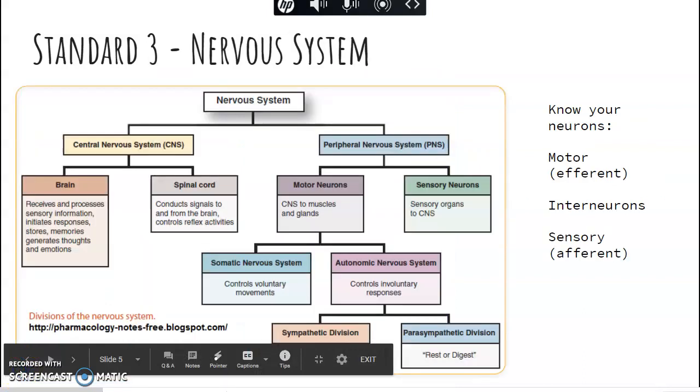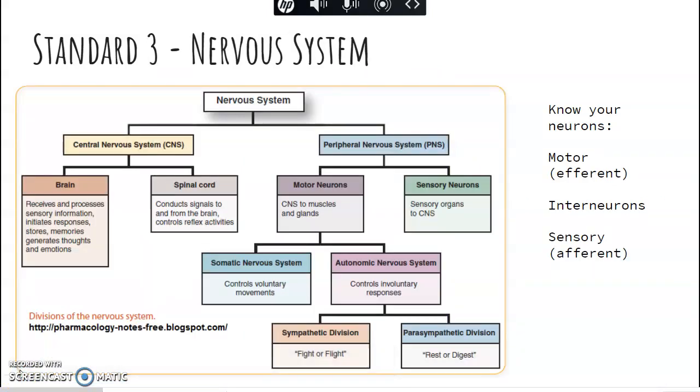For standard 3, with your nervous system, you've got to know the divisions of the nervous system, all right? You have a chart, use it. The brain and the spinal cord are the central nervous system. Peripheral is everything else. You want to know that the autonomic nervous system is divided into sympathetic and parasympathetic.